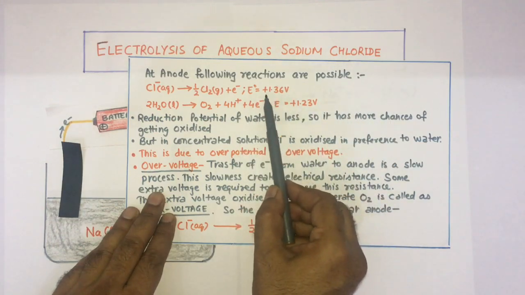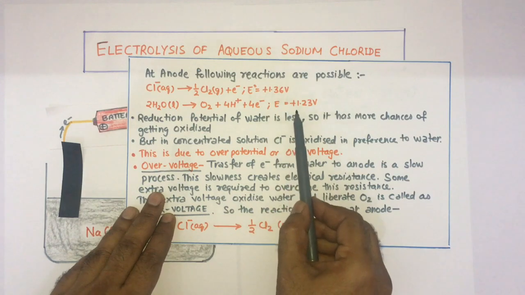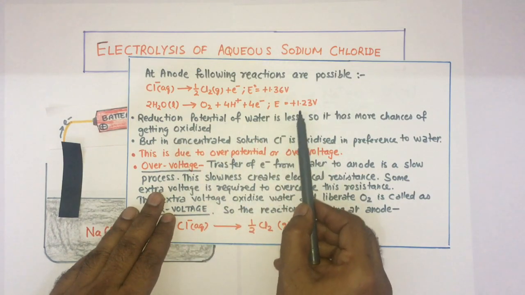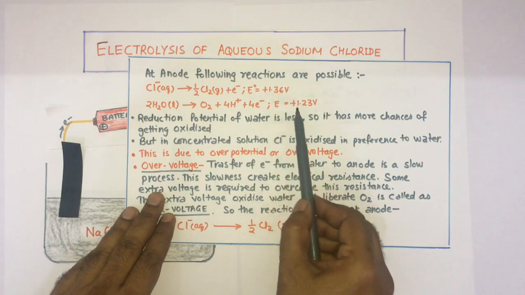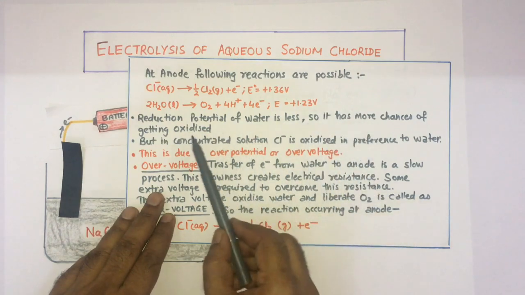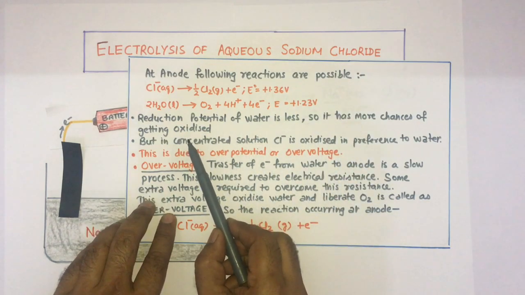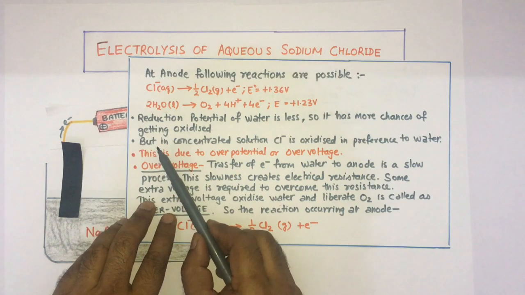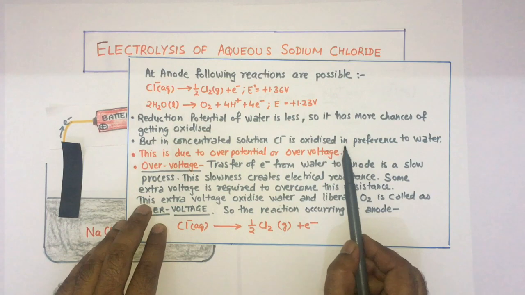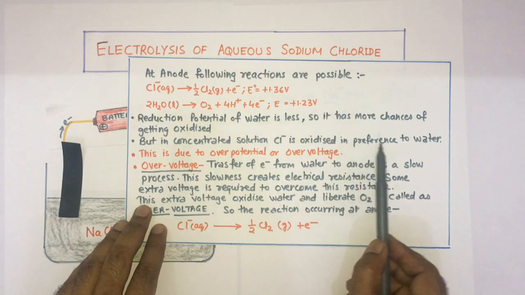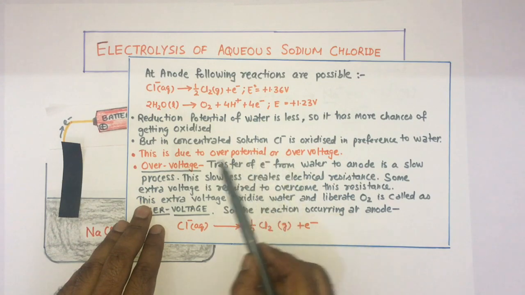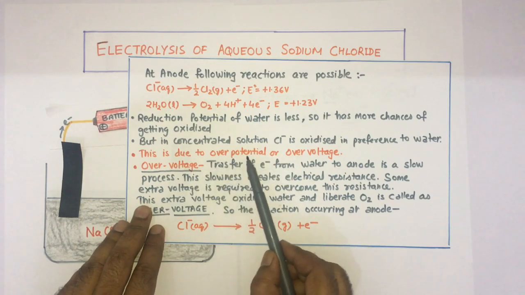So here if you look at the values, it is plus 1.36 and plus 1.23. The reduction potential of water is less, 1.23 is less than 1.36, so it has more chances of getting oxidized. But in the concentrated solution, Cl negative ion is oxidized in preference to water. This is due to overpotential, a term called overpotential or overvoltage.